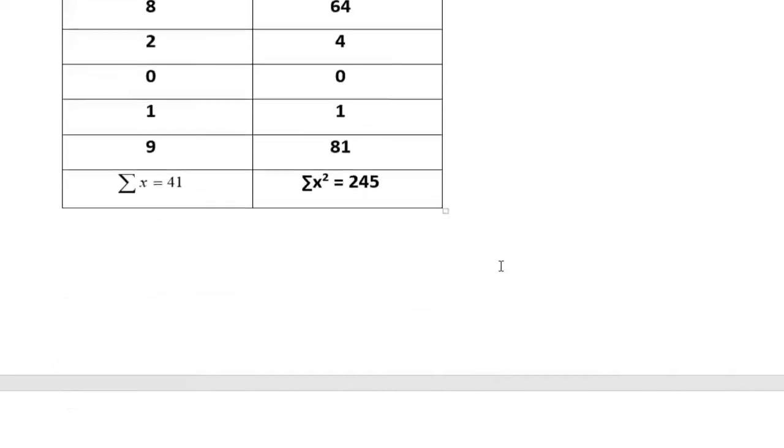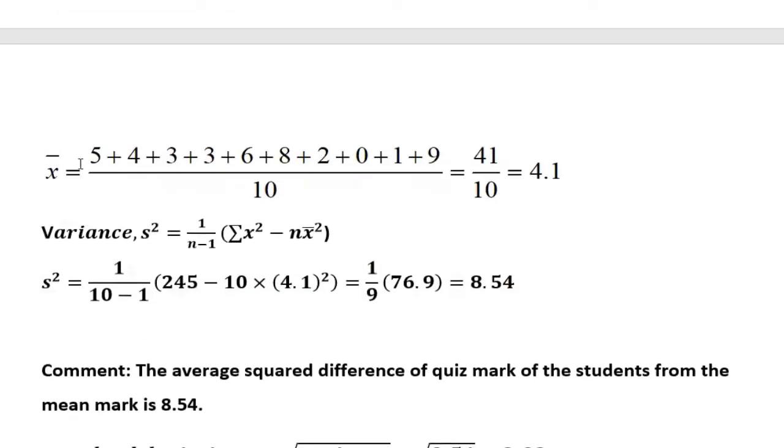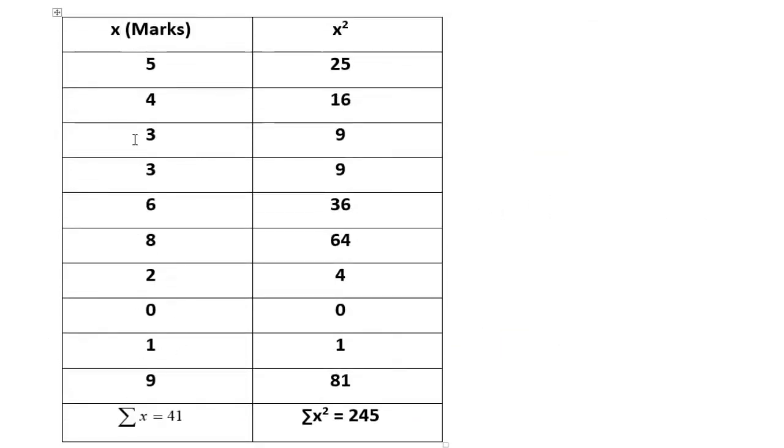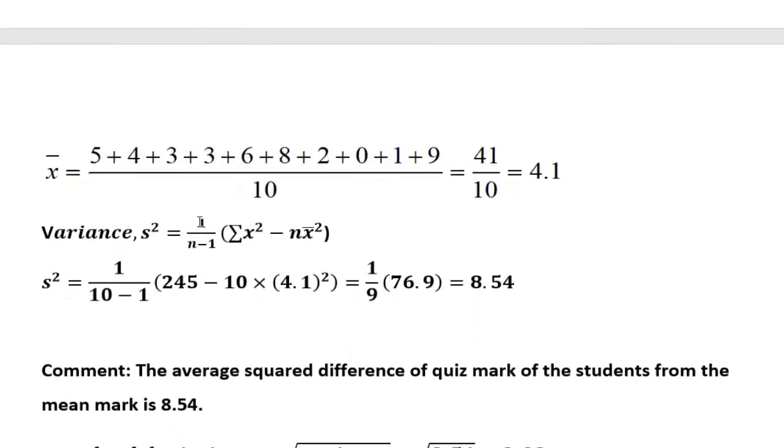Then square it. So first of all, we get the mean. We did it before: the sum of all the values divided by the number of students. There are 10 students. If you count, you will get 10 students, so divided by 10, the total you will get is 4.1. So you got the mean x bar as 4.1.